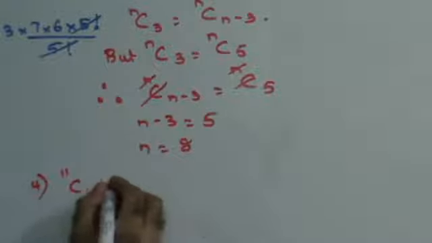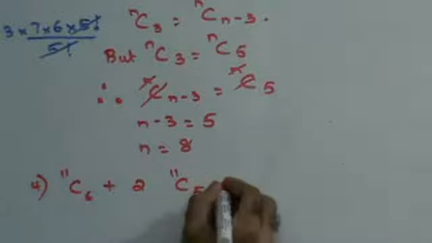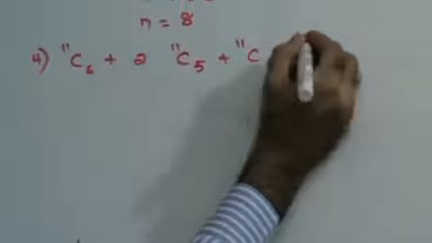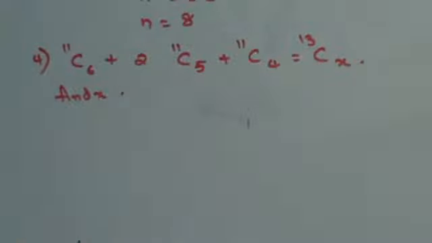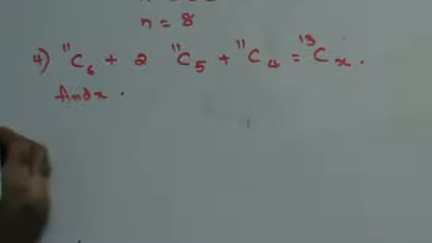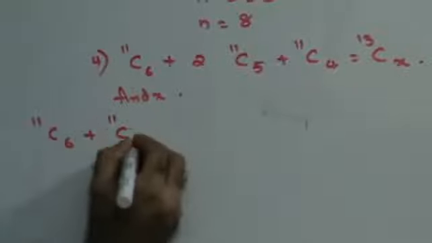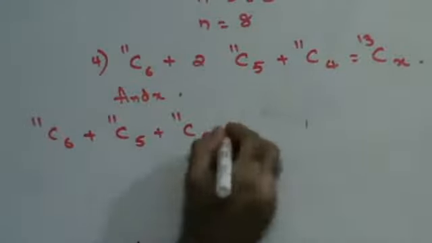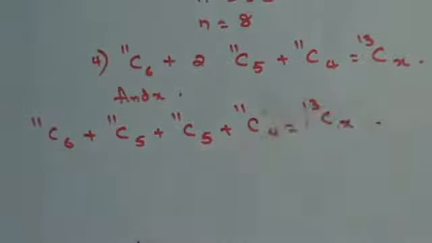Next, let's see another sum. 11C6 plus twice 11C5 plus 11C4 is 13Cx. Find x. Right? Let's see the sum. 11C6 plus twice 11C5 can be written as 11C5 plus 11C5, plus 11C4 is 13Cx.